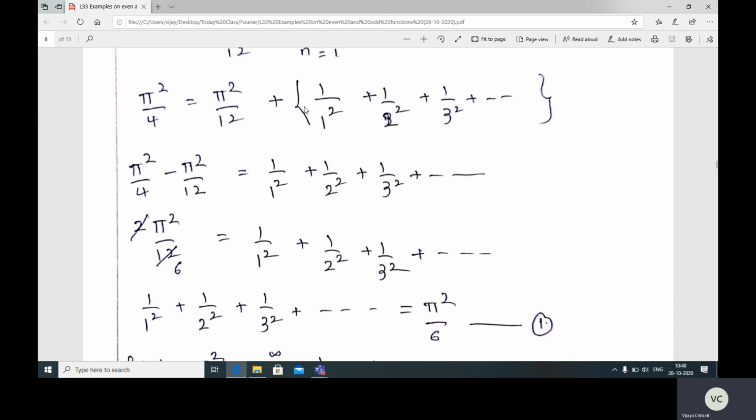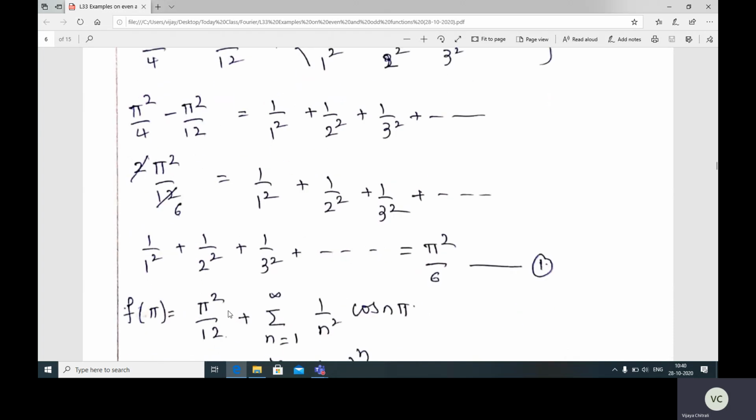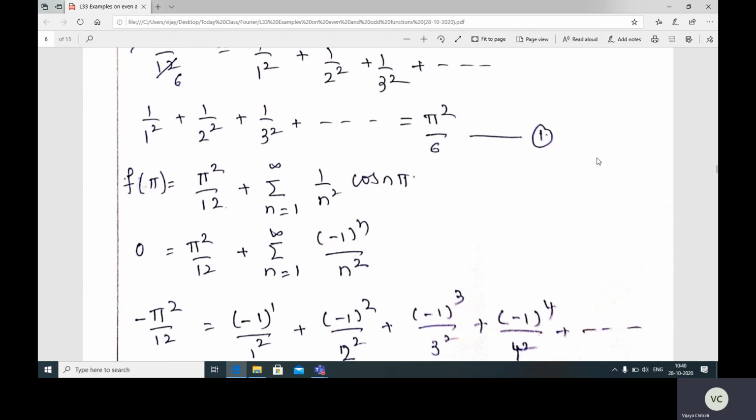So substitute n is equal to 1, 2, 3 and you will get this. Now take LCM. So LCM is 12 and simplify: 3 pi square minus pi square gives 2 pi square by 12, which is pi square by 6. So 1 by 1 square plus 1 by 2 square plus 1 by 3 square plus so on is equal to pi square by 6. Take this as equation 1.